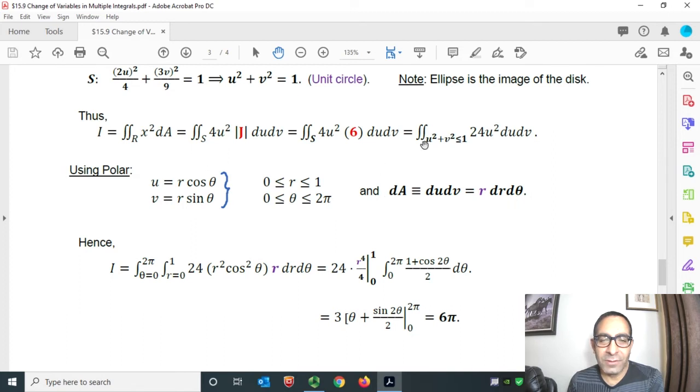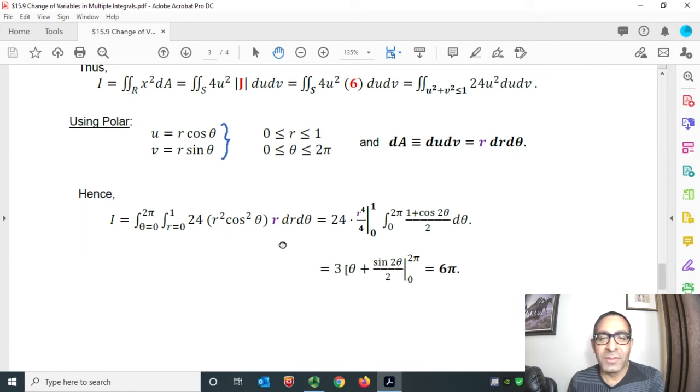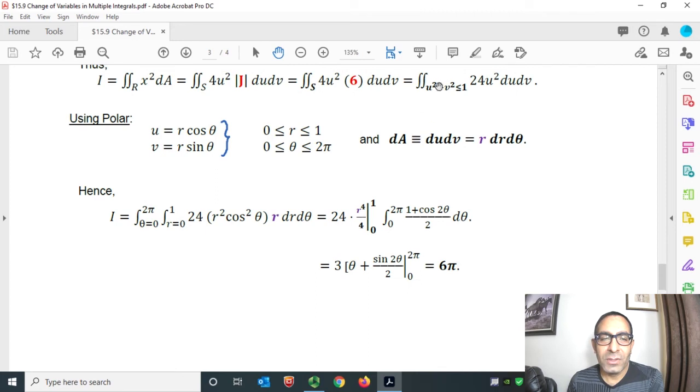So hence, from this step to here, let me go this way. So in the double integral, this is the theta integral, this is the r integral. r goes from 0 to 1, theta from 0 to 2 pi. The integrand function is 24 as it is. Since u equals r cosine theta, here we have r squared cosine squared theta, which is u squared, by the way, times du dv, which is r dr d theta. I hope this conversion makes sense to you all.